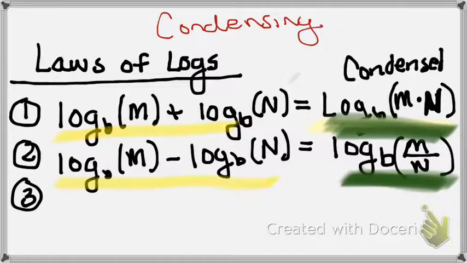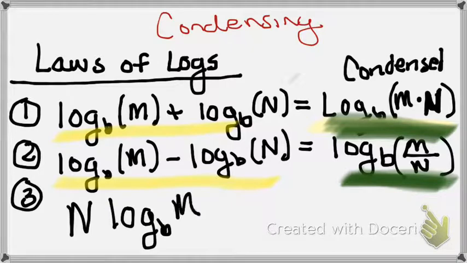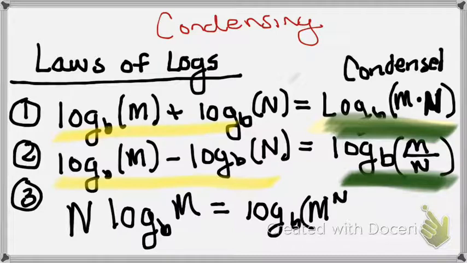So here we go. The last but not least is when you have n log base b of m. When you condense it, it will become log base b of m to the nth power. I like to tell you guys, take this, circle it, and point to it. It goes right there as the exponent. Those are the three things we are using.